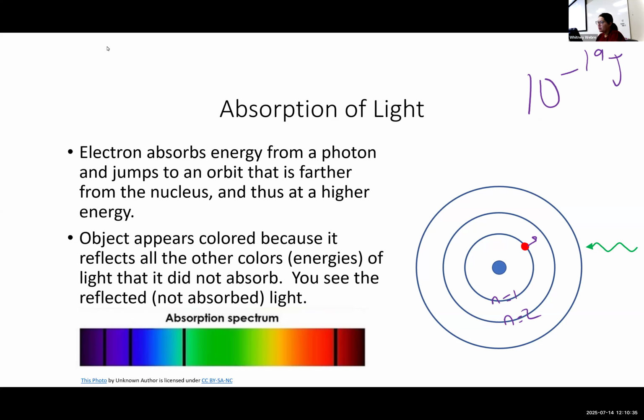The object appears colored because it reflects all of the other colors. So if, let's say, I have a red shirt on, you're seeing red, but it's absorbing red and reflecting all of the other colors. You see the reflected, not the absorbed light, or maybe I said that backwards. That's just Bohr's theory.